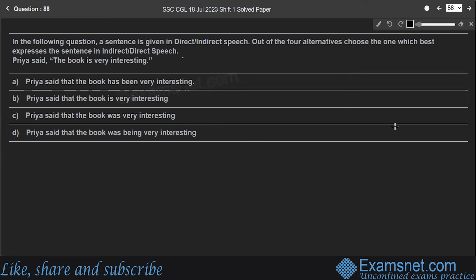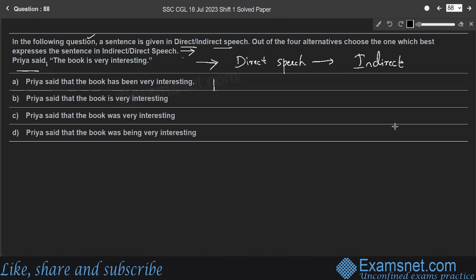Question 88. In the following question, a sentence is given in direct or indirect speech. Out of the four alternatives, choose the one which best expresses the sentence in direct or indirect speech. Here is the sentence: Priya said, the book is very interesting. So the sentence is in direct speech. Convert this into indirect form. While converting, remove the commas and inverted commas.